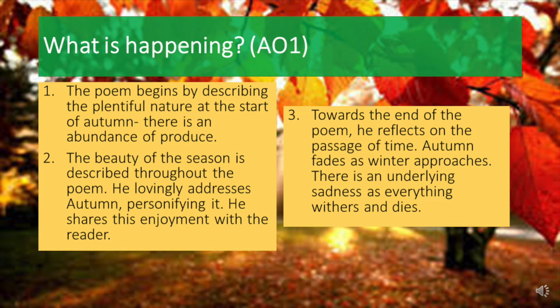And then we look at the beauty of the season, and it's described throughout the poem, but he lovingly addresses autumn here, personifying it, and then he shares that enjoyment with the reader as well. And then towards the end of the poem, he reflects on the passage of time. Autumn fades as winter approaches. There is an underlying sadness as everything withers and dies. So it's quite nice the way you get that, because autumn is a season of changes. It starts off really beautiful, and then it ends up withering and dying and going into winter. So it's quite effective the way that he describes this in the poem.